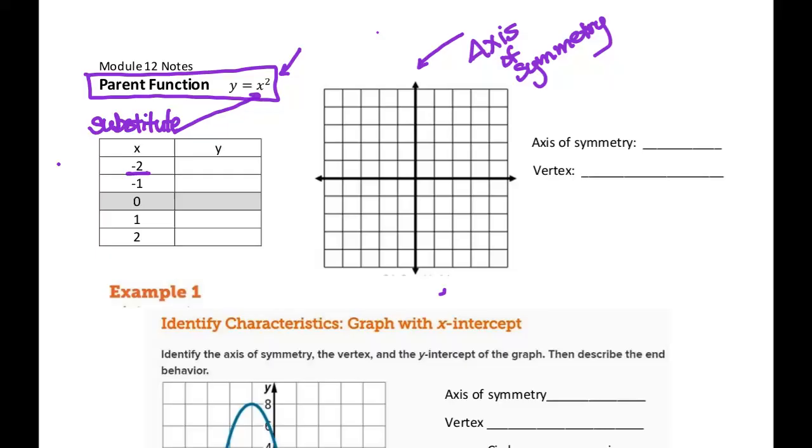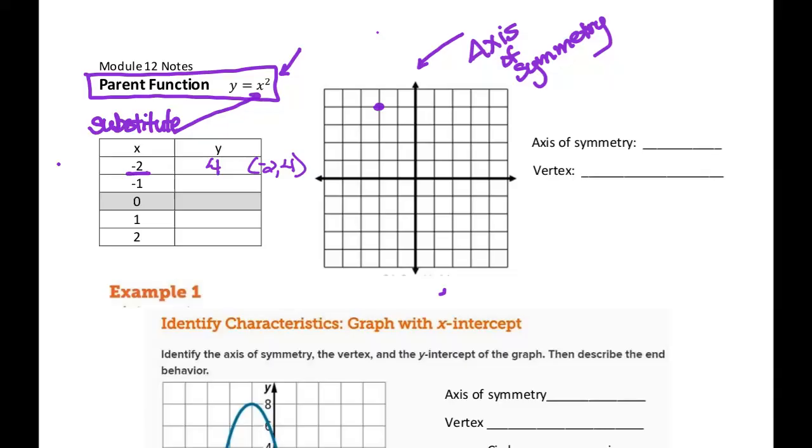-2 squared. What does -2 squared mean? It means -2 times -2, and a negative times a negative is a +4. So I'm going to write this as an ordered pair, (-2, 4). I'm going 2 to the left and up 4: 1, 2, 3, 4. I'm going to plot that point.